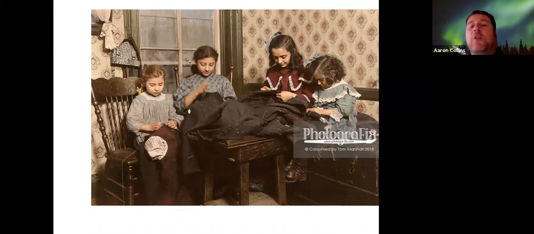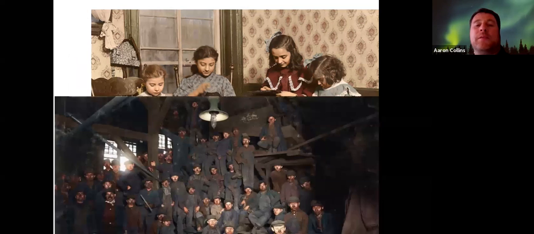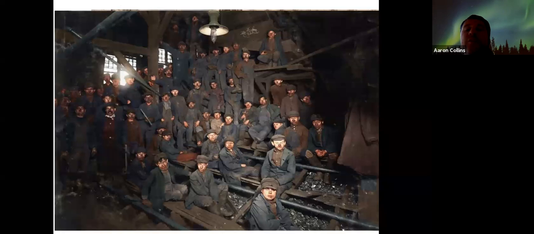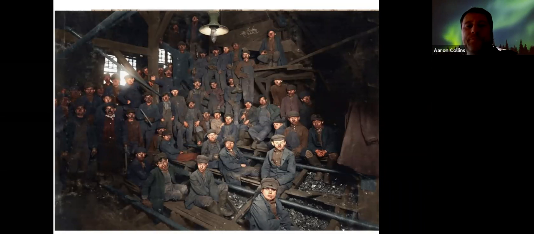A lot of kids worked at home. Some kids worked in the factories. Sometimes it was dangerous. These young men will die by the time they hit 20 years old because they breathe in so much coal dust.